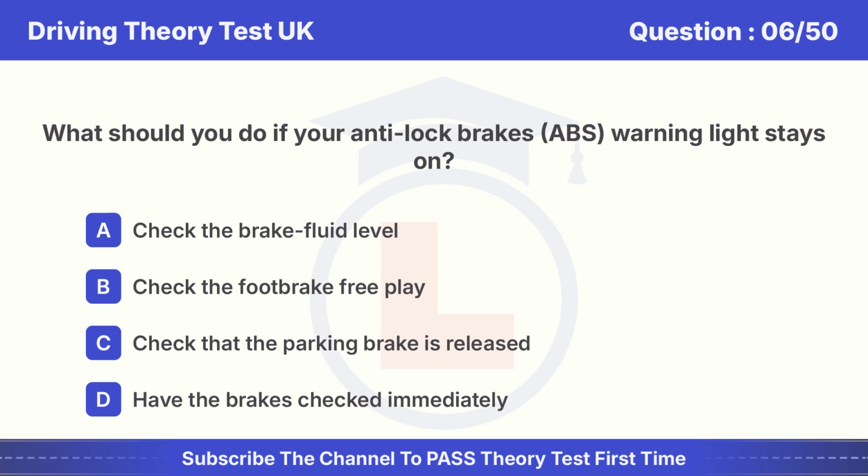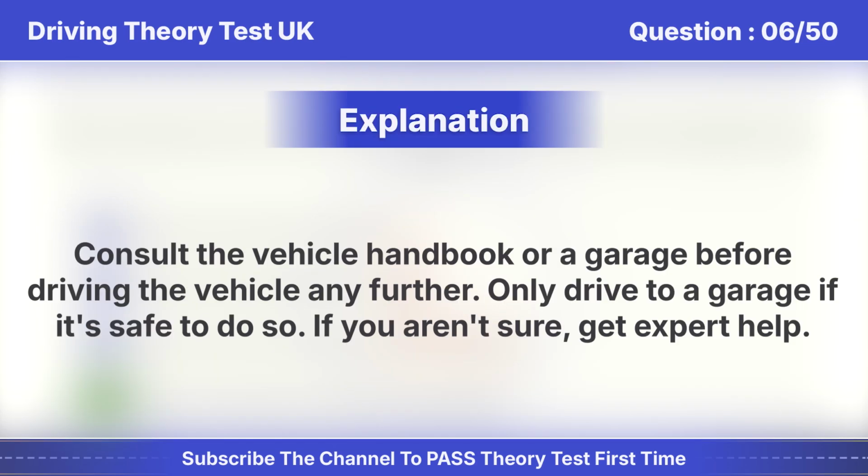Question 6. What should you do if your anti-lock brakes, ABS, warning light stays on? Answer is D. Have the brakes checked immediately. Consult the vehicle handbook or a garage before driving the vehicle any further. Only drive to a garage if it's safe to do so. If you aren't sure, get expert help.